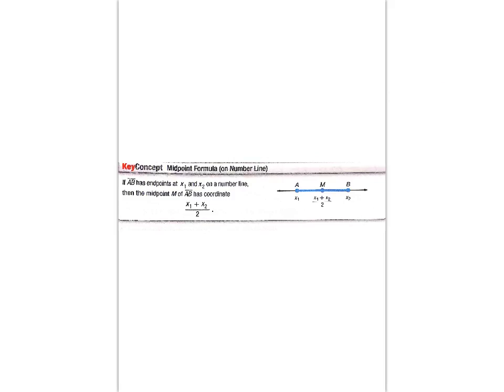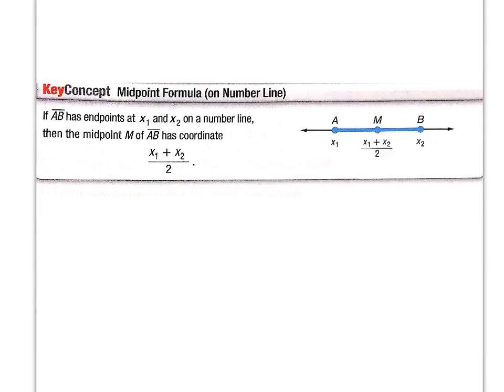And then the next formula you have here is midpoint. And all you do to get midpoint is take the average. You take the value of A and the value of B, you add them together and divide by 2. Just take the average. That's where the midpoint is.